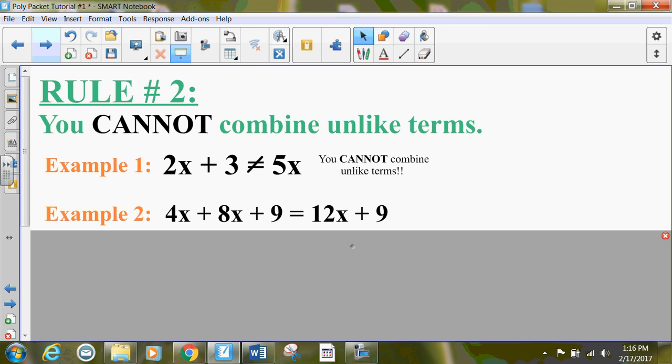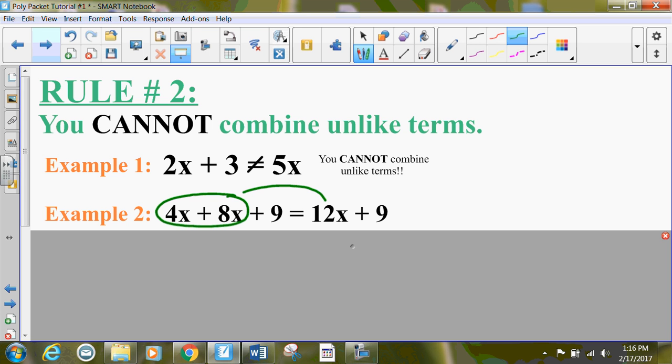You can, however, combine 4x plus 8x because those are like terms, so those equal 12x, but you can't bring 9 in with it. 9 stands alone.